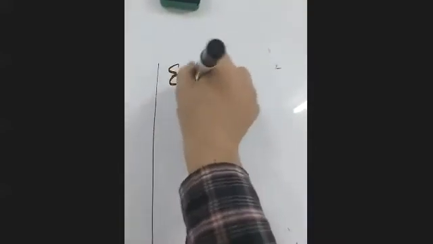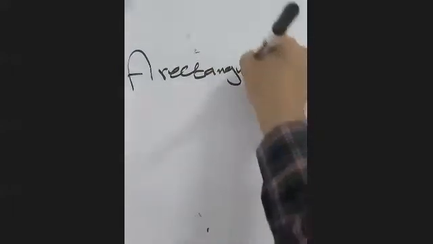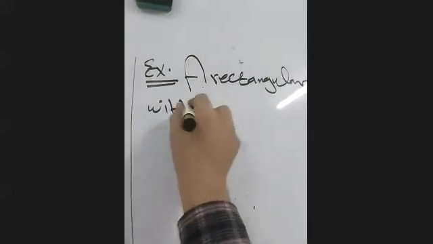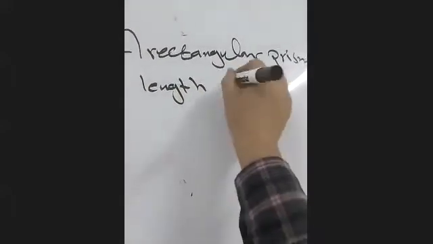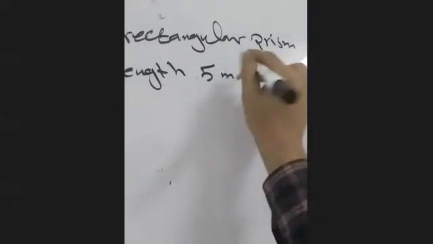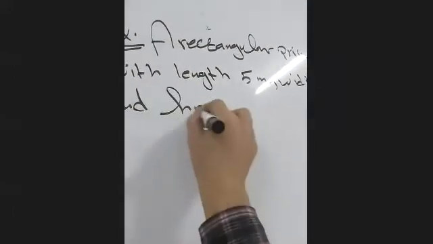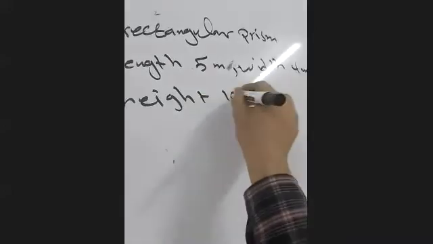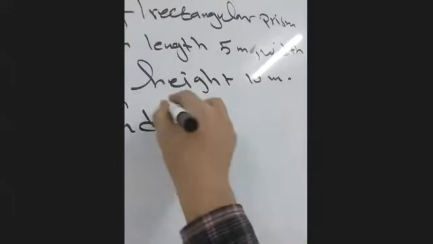Example: a rectangular prism with length 5 meters, width 4 meters, and height 10 meters. Find it. Yesterday we said it is volume.